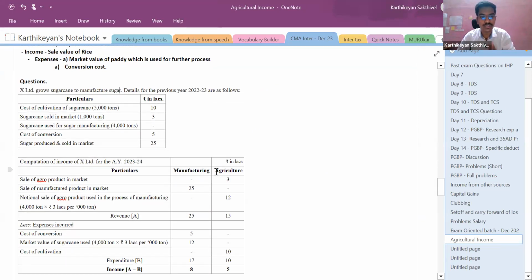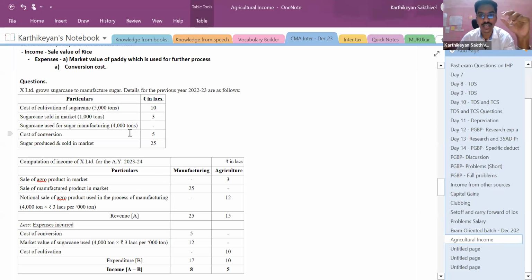So X Limited grows, we'll just discuss 2 questions in this area. X Limited grows sugarcane to manufacture sugar. During the previous year 22-23, these are the details. Cost of cultivation of sugarcane 10 lakhs. Sugarcane sold in the market 3 lakhs for 1000 tons. Sugarcane used for manufacturing is 4,000 tons. So basically this 1,000 plus this 4,000 is going to give me this 5,000. Okay. Next, cost of conversion 5 lakhs, and sugar produced and sold in the market is 25 lakhs.